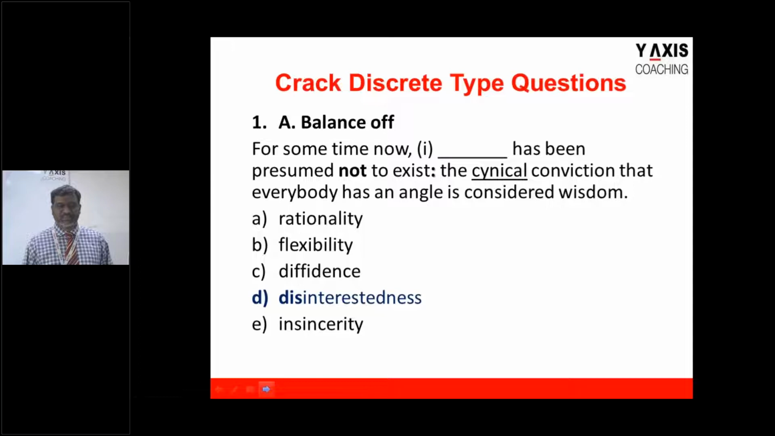So that kind of word is being cynical. Whenever you have a colon, you need to balance this side and that side of the colon with the same intention. So you have not to exist, so you have disinterestedness. This is again a double negative. So this and not, these are double negatives. And if you remove not and this, it is saying that interestedness has been presumed to exist. So that is same as saying everybody is a cynic.